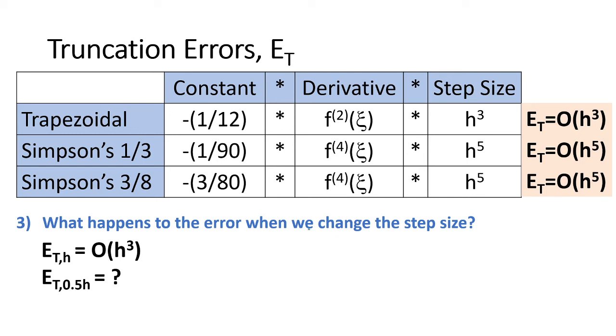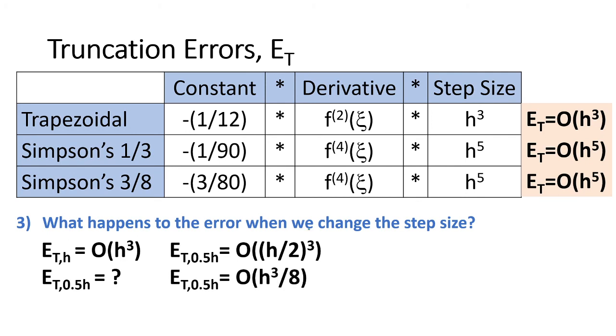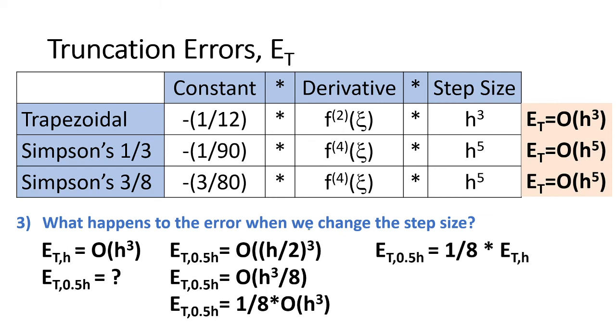Okay, so we can actually calculate the result without memorizing anything. So we start with E(0.5h). So that means instead of h power 3, it is now h over 2 power 3. This will become h power 3 divided by 8. Since divided by 8 is a constant term, we can take it out of the O function. We will have 1 over 8 multiplied by O(h^3). And we can see here, O(h^3) is exactly the truncation error for E(h). So therefore, we have the conclusion that when we halve the step size, the truncation error will become 1/8 of the original.